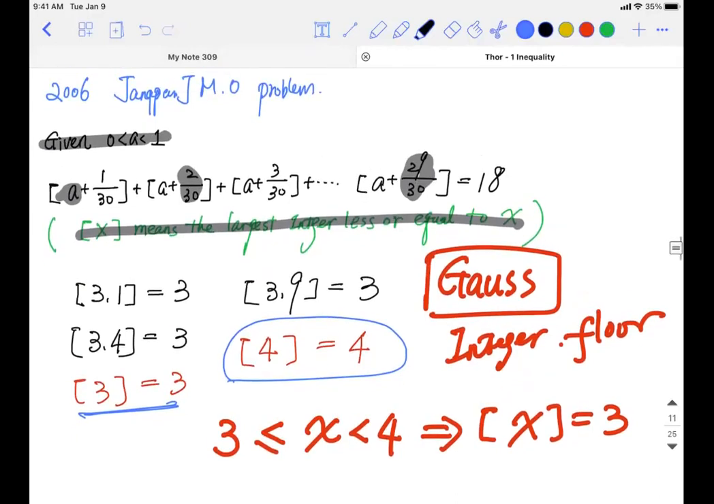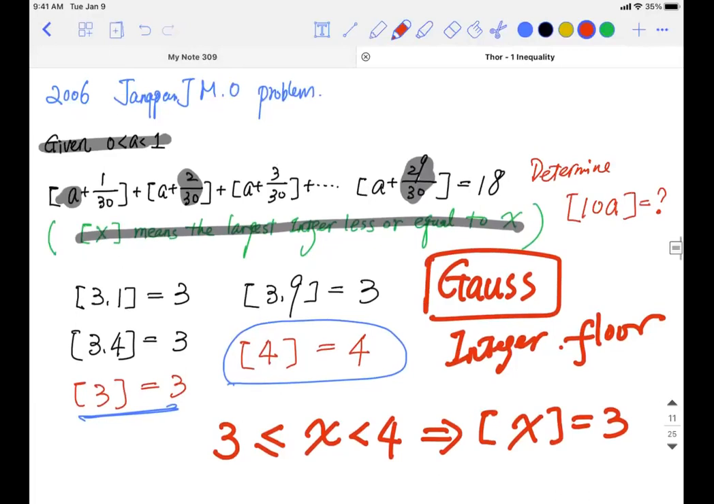With all that information, the question asks you to determine the value for 10A Gauss. Think about it. How are we going to deal with such a problem?